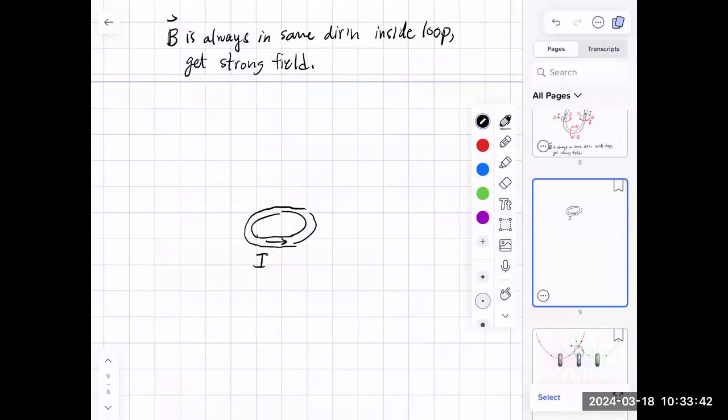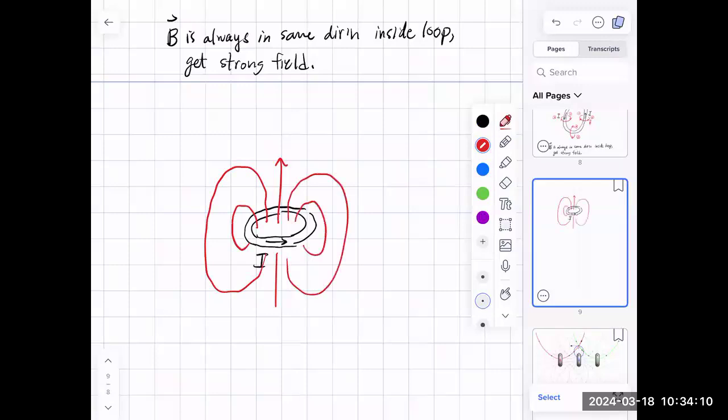So if we did this, let's imagine the current is going this way, and that's the part of the loop that's closest to us. We put our thumb in that direction, and the magnetic field would be pointing upwards through that loop. So what we're going to get is a magnetic field that points upwards through the loop, and then has these rings that loop around. I'm drawing a 2D version of this, but there would be a three-dimensional figure of these magnetic field lines. You imagine rotating this 180 degrees to get the full picture of that magnetic field.